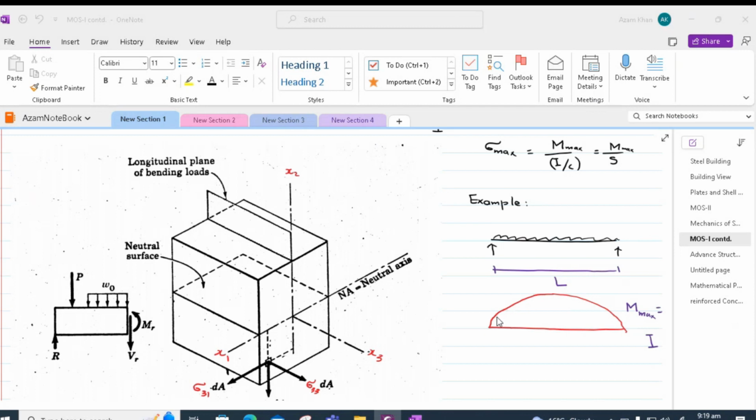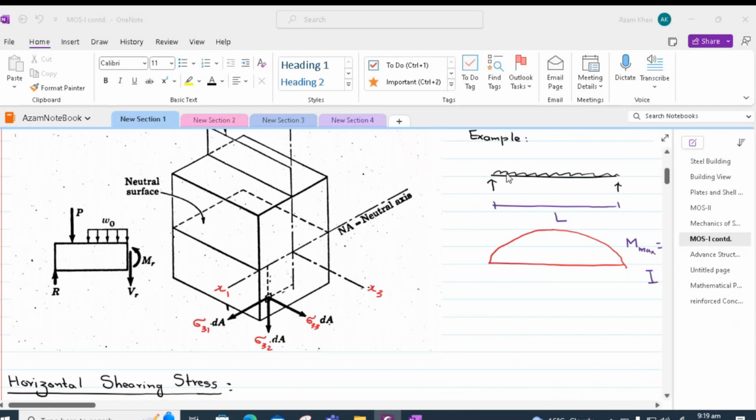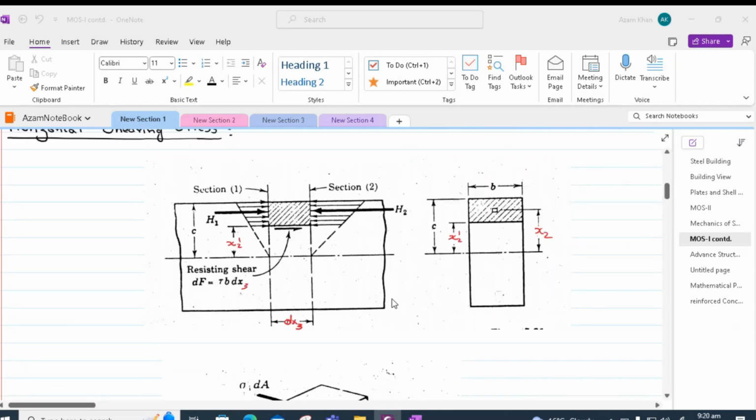Since the moment is changing as we move from one of the supports toward the midspan, it is that change in moment which will generate the shear. The shear force, as discussed previously, is actually the force which is meant to keep the whole section in equilibrium because of this imbalance of the moment. So again, if we take two sections within the half span of a beam, we call one section as section 1 and another one as section 2.